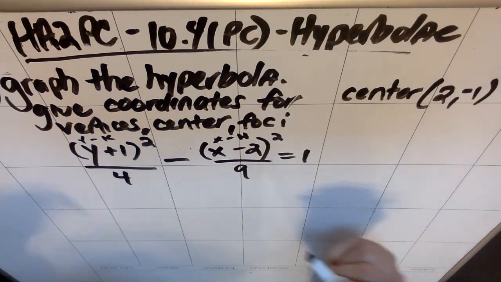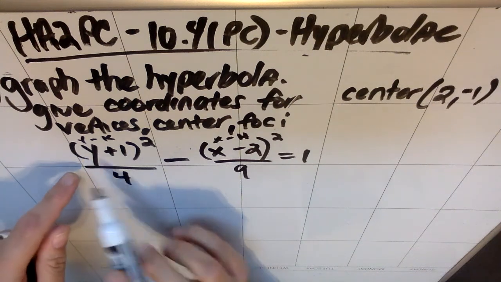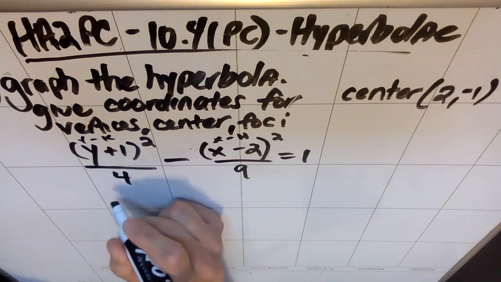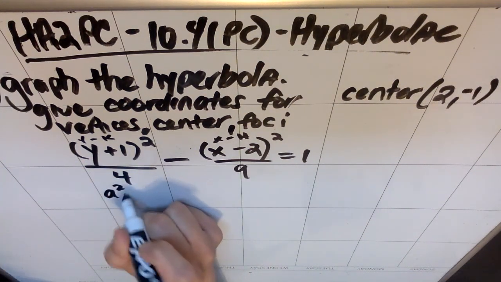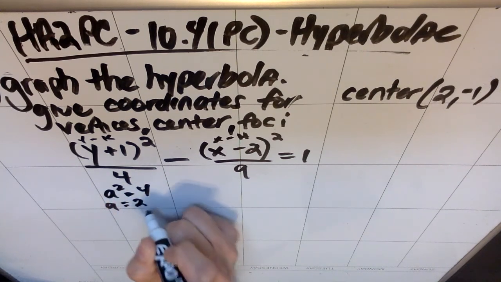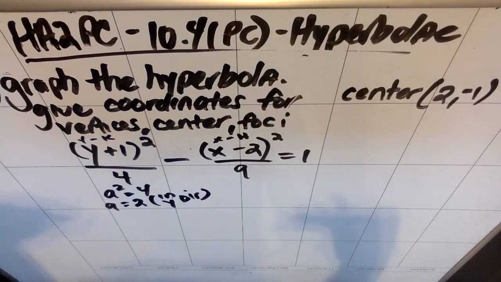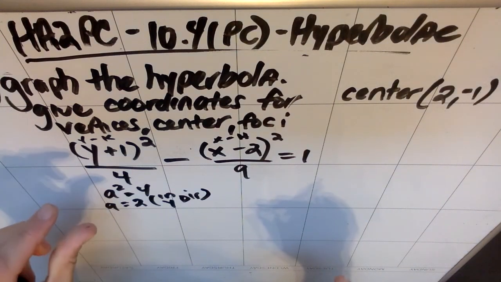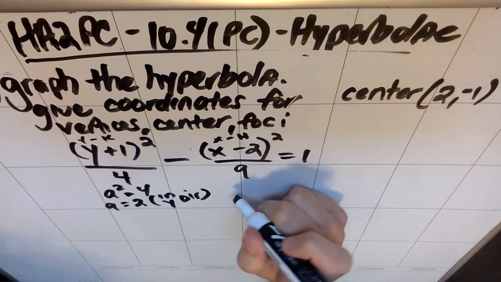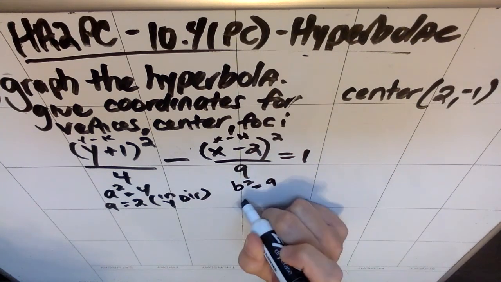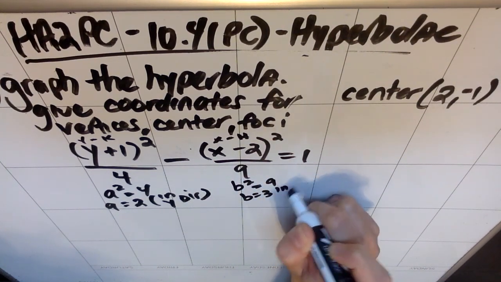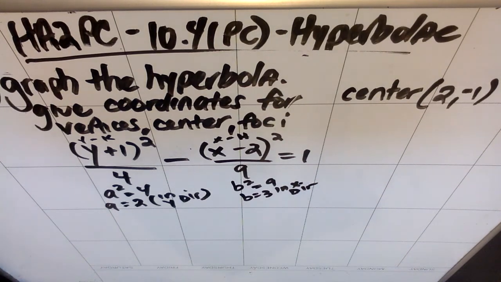The second piece of information that I need is that because the y squared is the positive one, a squared is 4, meaning a is 2 in the y direction, because it's under y. In a hyperbola, it's not which of the denominators is larger. In an ellipse, the larger number is a. But in a hyperbola, the one that has the positive fraction is a. And my b squared would be 9, which means b is 3 in the x direction. So that's going to help me draw this box that I need to draw.